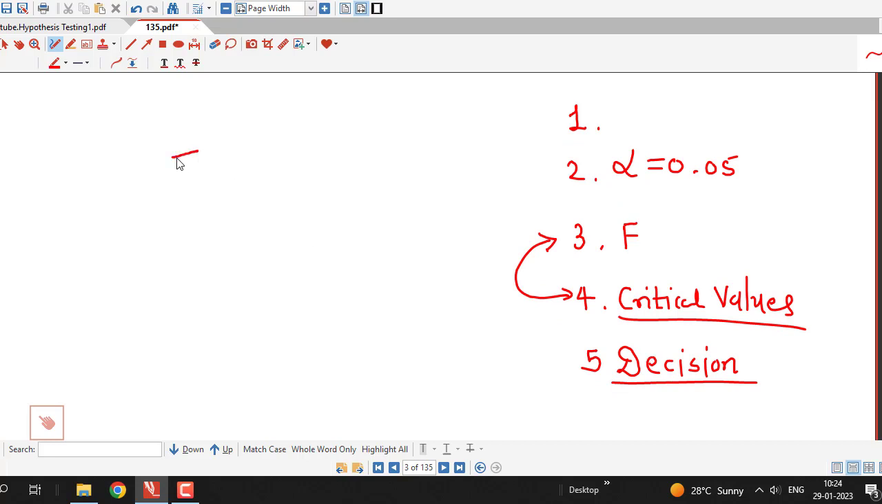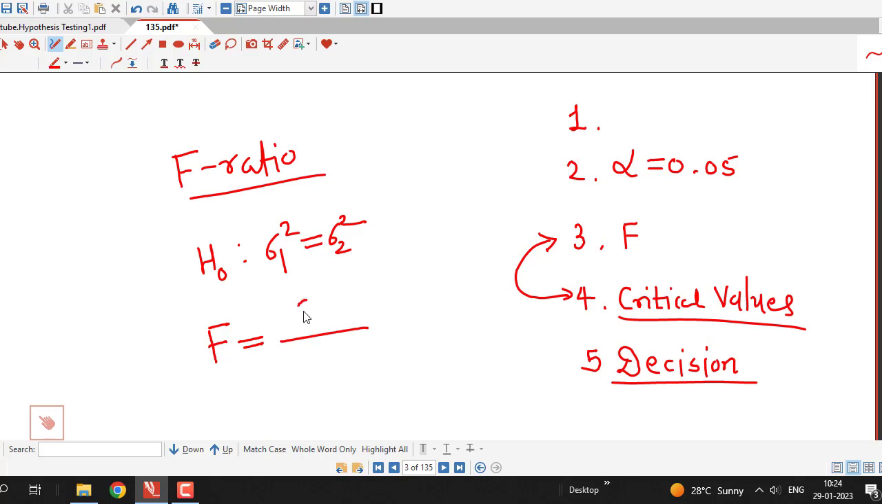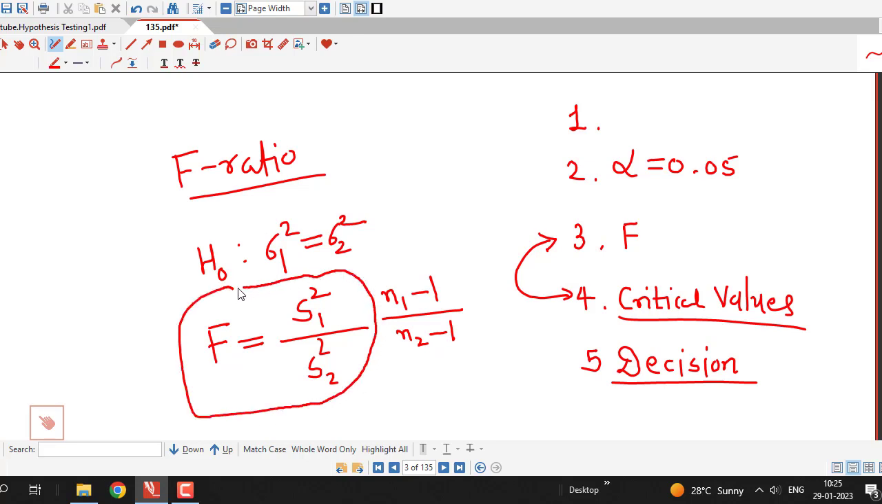So for F ratio test on the equality of two variances, what we have to remember is that we assume this null hypothesis is true, and under this null hypothesis we have this formula for test statistic: F equal to variance of first sample divided by variance of second sample, and this follows an F distribution with n1 minus 1 degrees of freedom in the numerator and n2 minus 1 degrees of freedom in the denominator. So remember this formula. We will discuss one problem using this test statistic formula in the upcoming lecture.